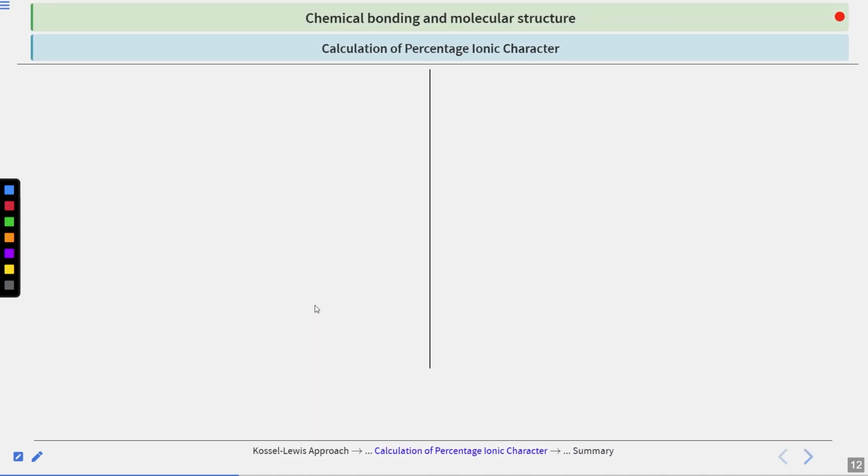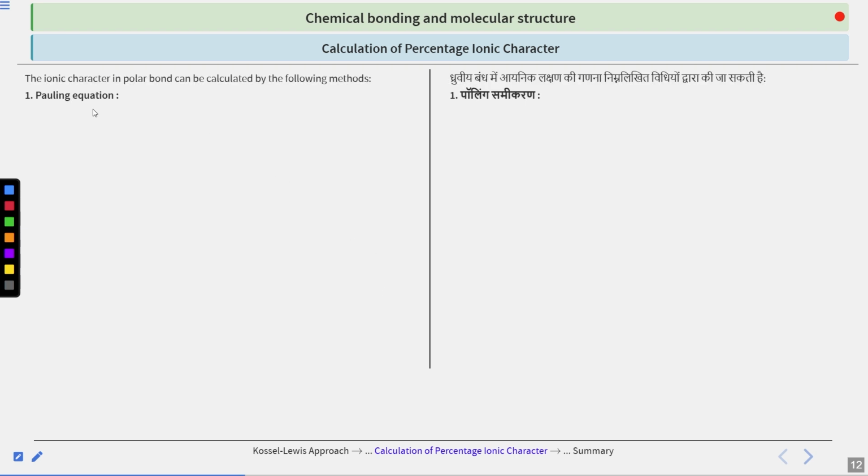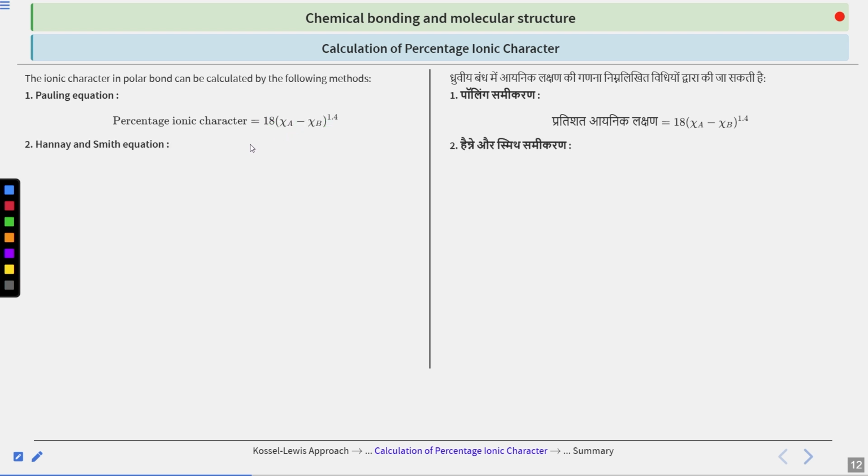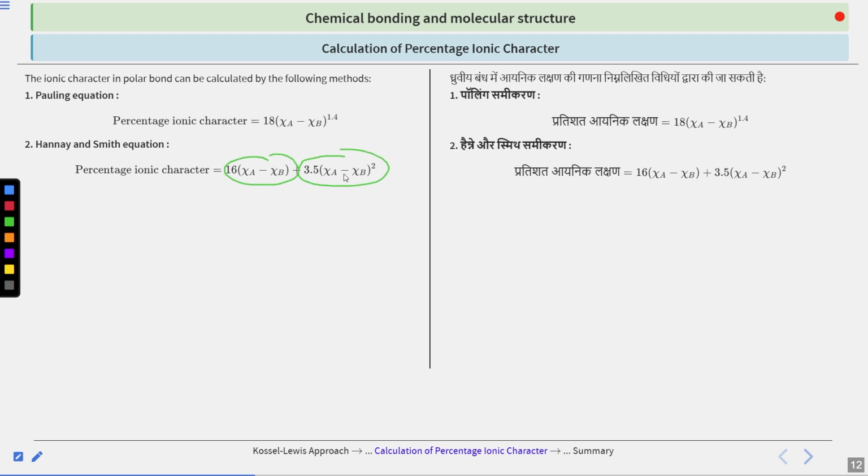Next is the calculation of percentage ionic character. So how can we calculate it? There are several methods. The first method is Pauling's equation. In this we take the difference of the electronegativity of A and B, where chi A is greater than chi B, multiplied by 18 and take the power 1.4 of the electronegativity difference. Or the Hannay-Smith equation, which is 16 (chi A minus chi B) plus 3.5 (chi A minus chi B) squared. Very simple, all things you know.